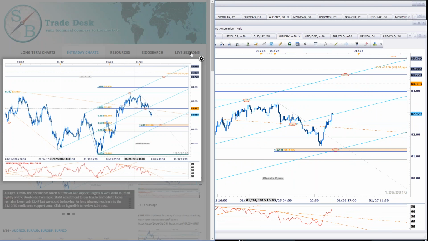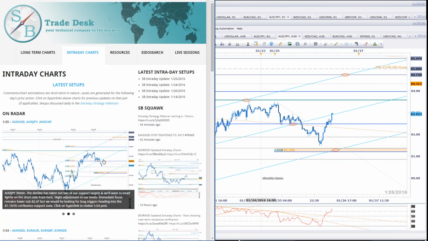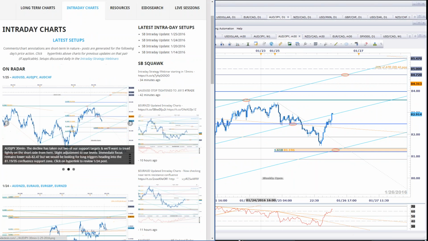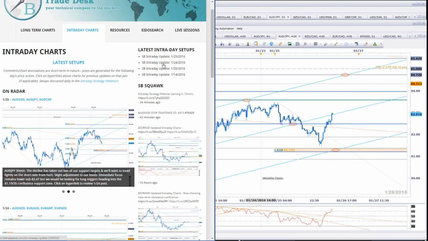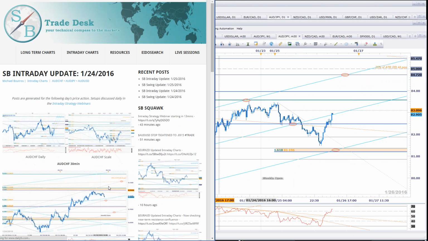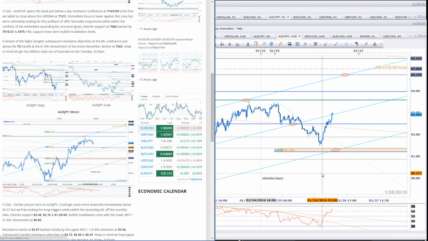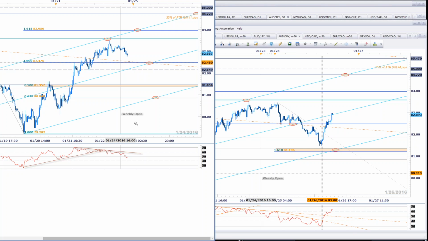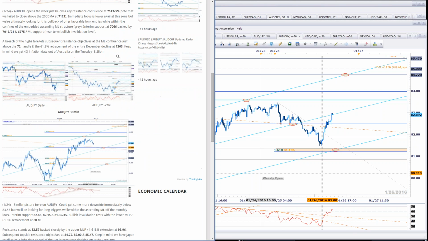But a beautiful trade that we started off the week. Here's what it looked like, guys. If you remember the intraday update from Sunday, here's what it looked like early in the week, right? We were talking about this specifically.